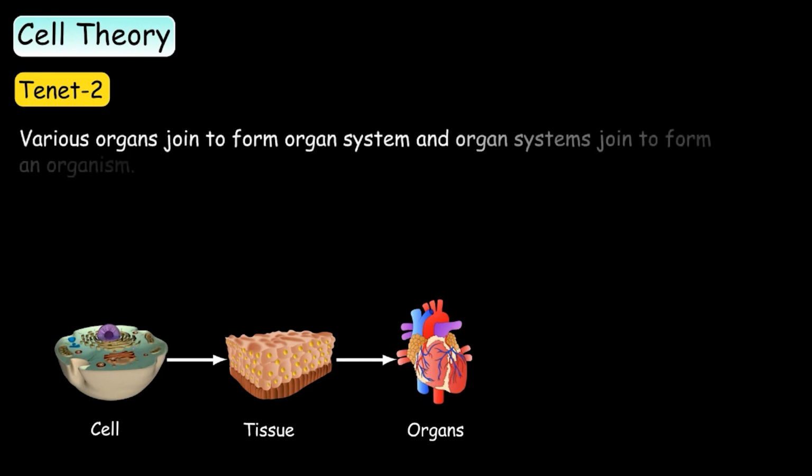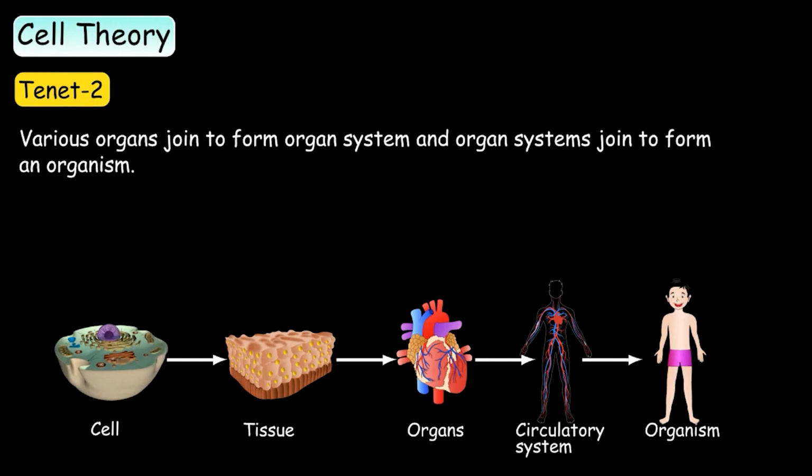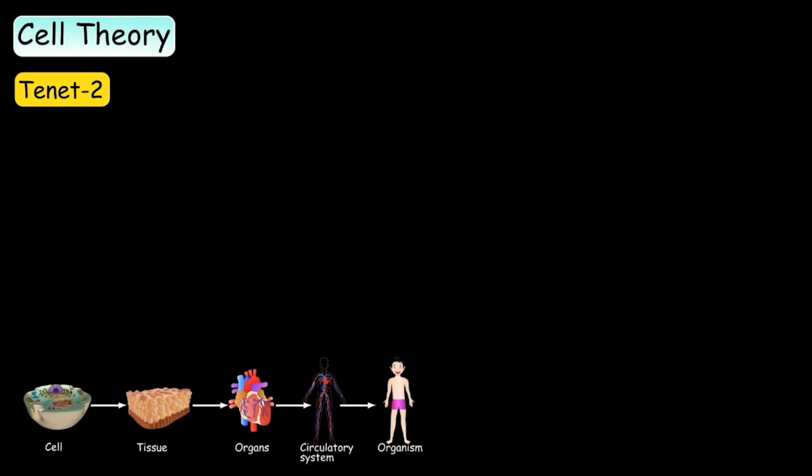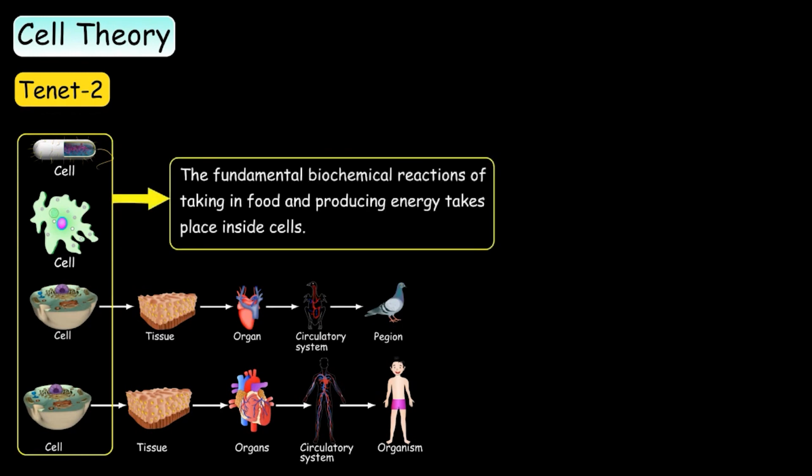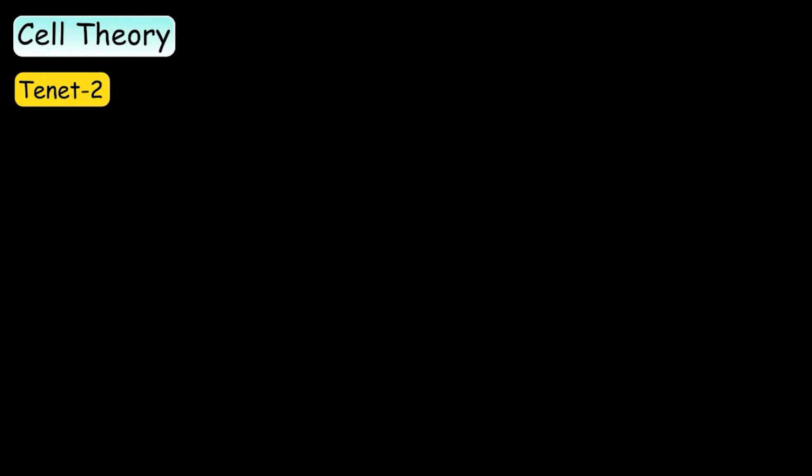Various organs join to form an organ system, and organ systems join to form an organism. So, no matter how complex an organism is, the fundamental biochemical reactions of taking in food and producing energy take place inside the cell, which is why cells are the basic fundamental unit of living organisms. So this was the second tenet of cell theory. Now let's learn the third tenet of cell theory.